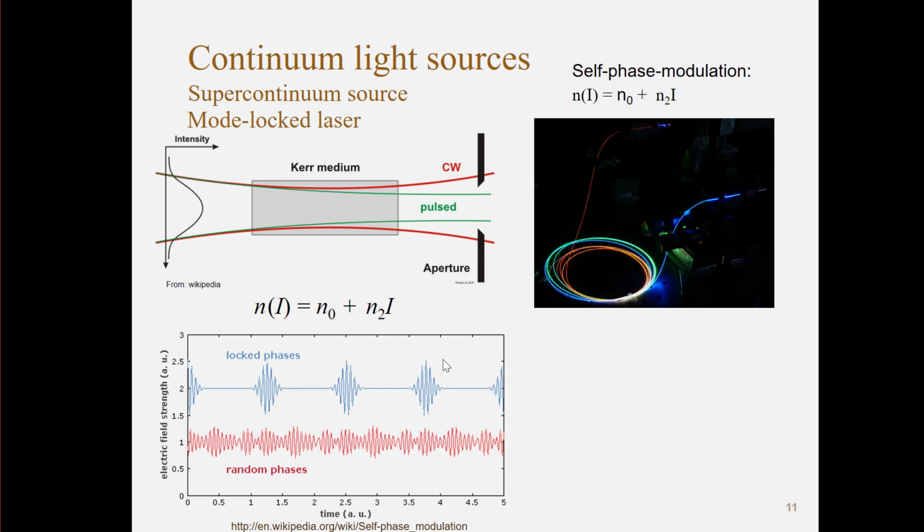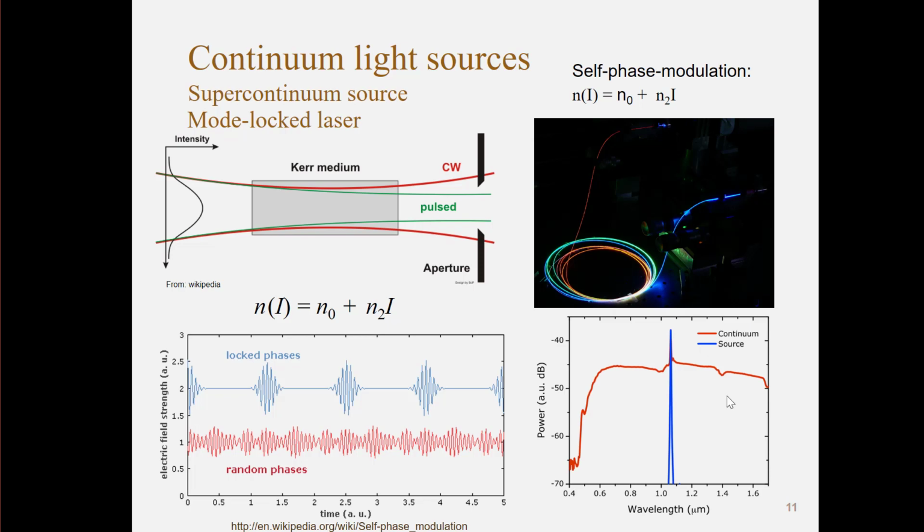So self-phase modulation is when the different parts of a pulse experience different index of refraction, and this will also broaden the pulse spectrally. Here you can see a fiber. A red laser comes in, and as it goes through it gets whiter and whiter, and when it comes out here, it looks slightly bluish, but it actually contains all the different colors of light.